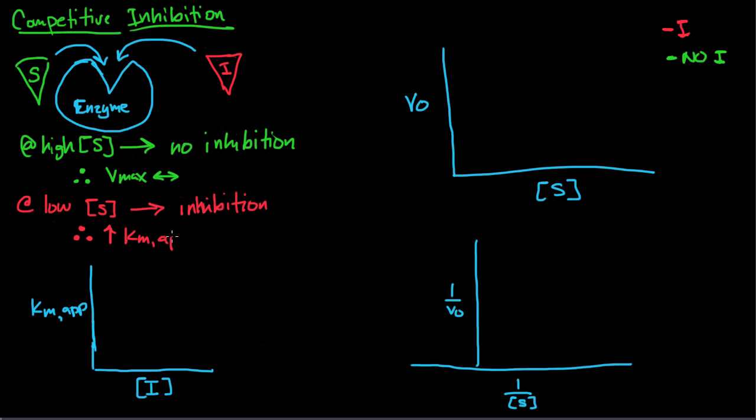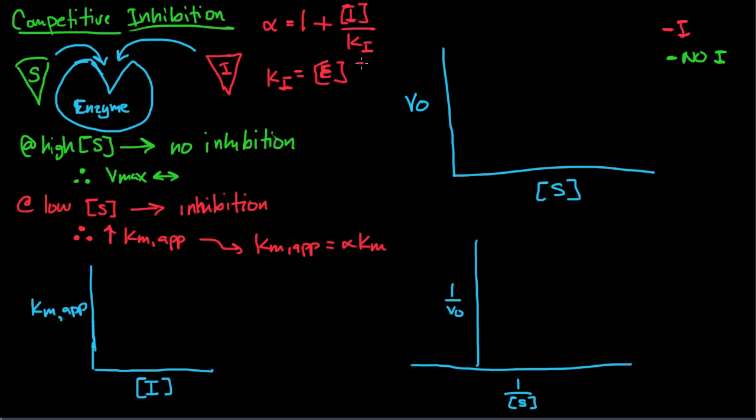And Km apparent equals alpha times the true Km. This value alpha is equal to 1 plus the inhibitor divided by Ki. And Ki is a measure of the dissociation between enzyme and the inhibitor, so E times I divided by EI.